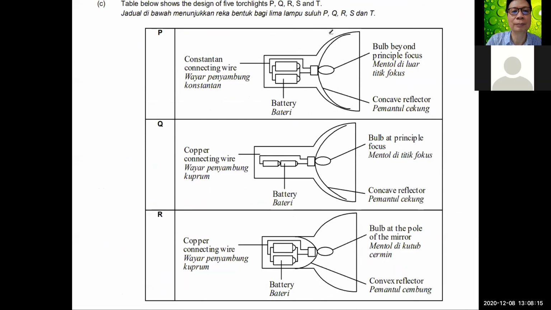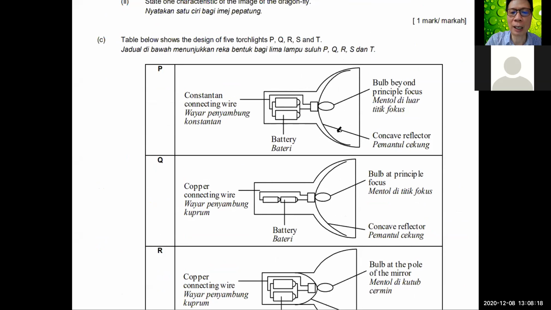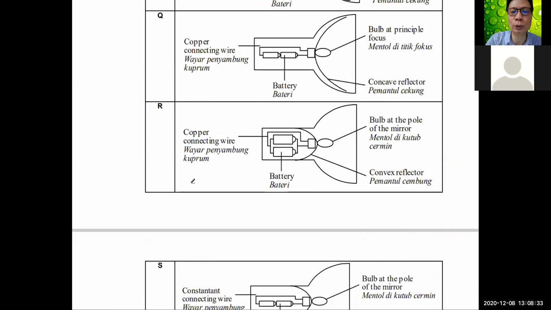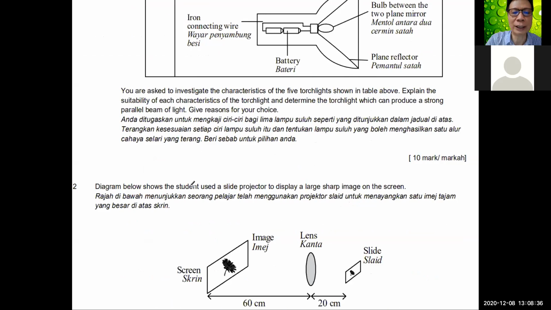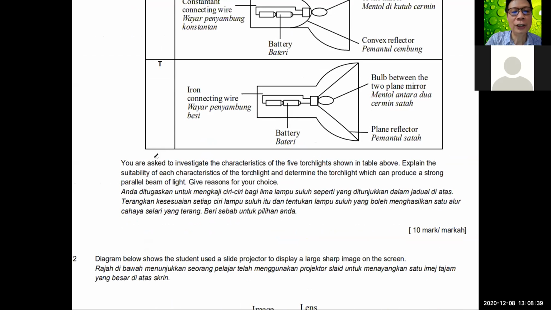This is a bit difficult. C is a 10-mark question. The question sounds something like this: the table shows the design of 5 torchlights, P, Q, R, S, T. They ask you to investigate the characteristics of the 5 torchlights and choose one. Explain the suitability of each characteristic of the torchlight and determine the torchlight which can produce a strong parallel beam of light.